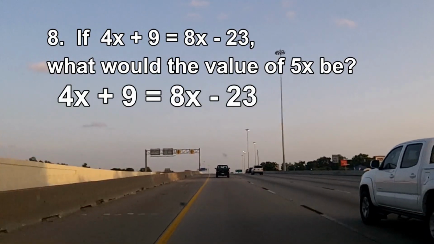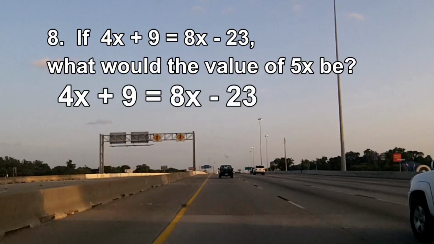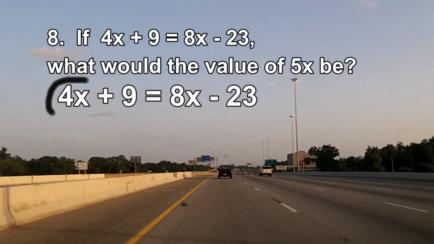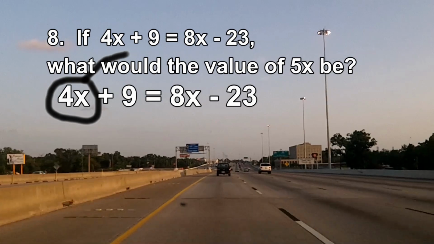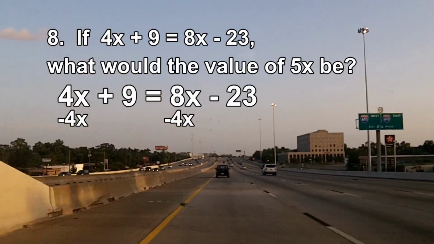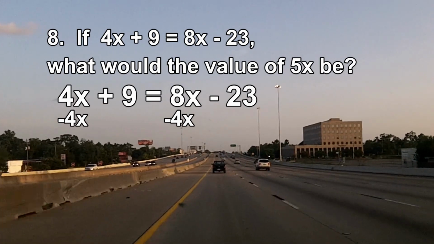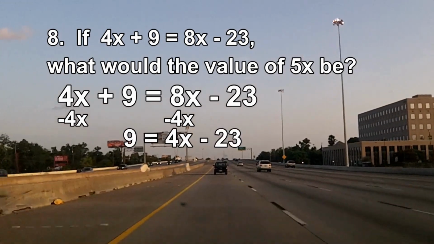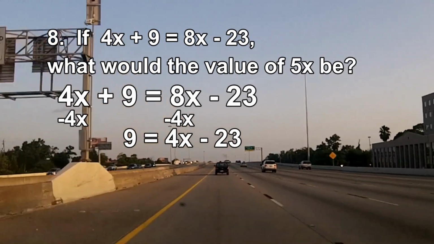To get the answer, we must first solve 4x plus 9 equal 8x minus 23 for x. To do this, the smallest quantity of x would be 4x. We'll move 4x to the right side of the equation by subtracting 4x. That would make our equation 9 equal 4x minus 23.